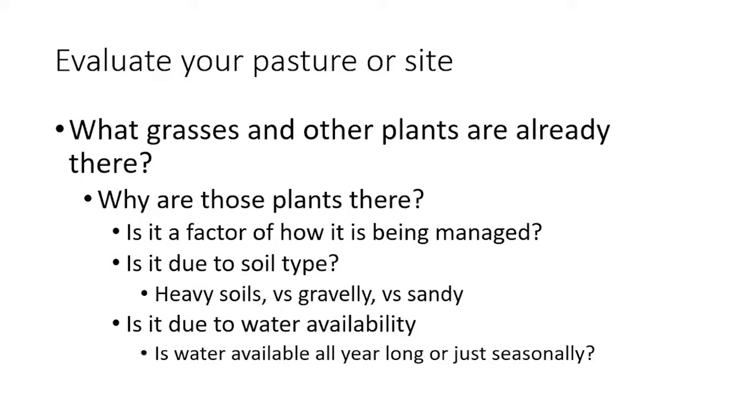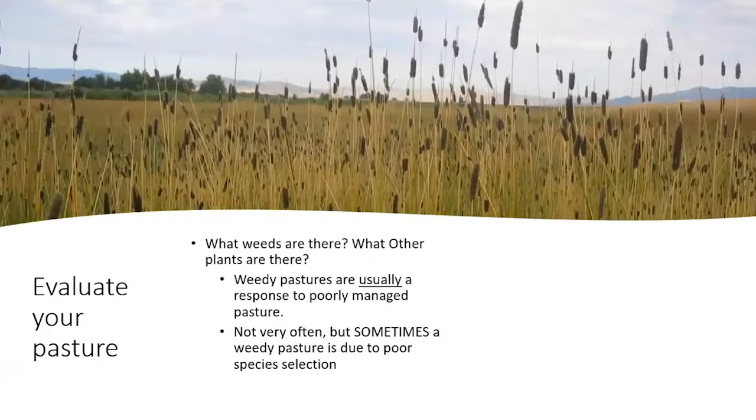All those kinds of things that you can take a look at, if you know the grasses that do well there. Why do they do well? Is it because of water availability? Do you have seasonal water? There's a lot of things that you can learn from just seeing what species are already in your pasture. The other thing is you can take the same approach to see what weeds are there and why.